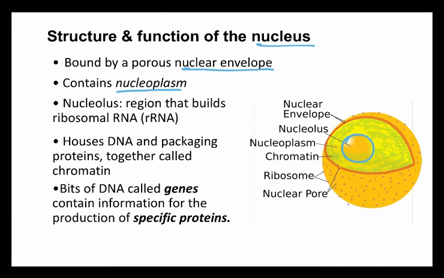What you find within the nuclear envelope is chromatin. Chromatin is the word we use for DNA and packaging proteins. And it's a very loose organization of the DNA. It allows for information to be read from different parts of the chromosomes, which you can't do if it's all tightly wound up as a chromosome. Remember that short stretches or even longer stretches of DNA that code for proteins are called genes.